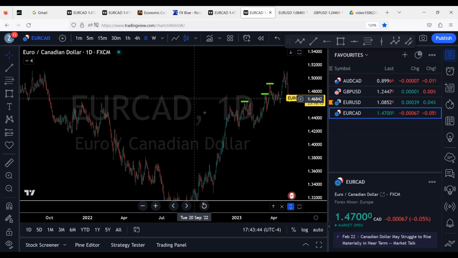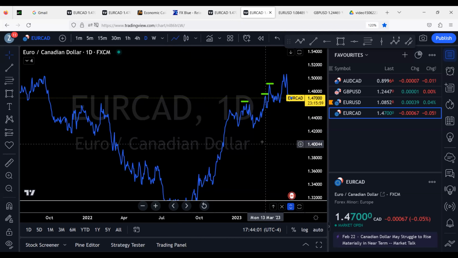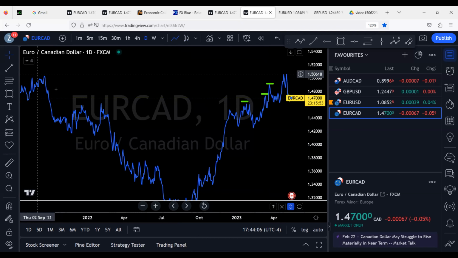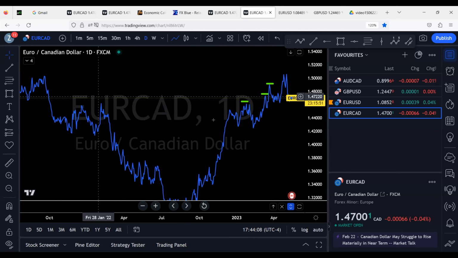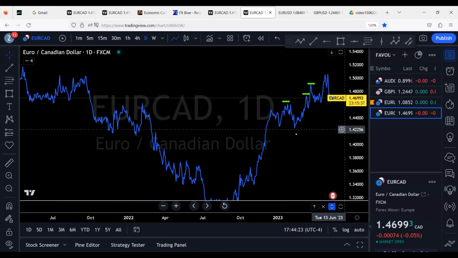So let's start. EUR/CAD, and I'm going to be using my line chart. For the line chart, you go to your candles at the top, and you click line. Let's start there. So this is my line chart. At every little peak that you see here, guys, this is where the trade has gone and rejected, pushed off these areas. So you can use this chart to help you spot them a bit better.